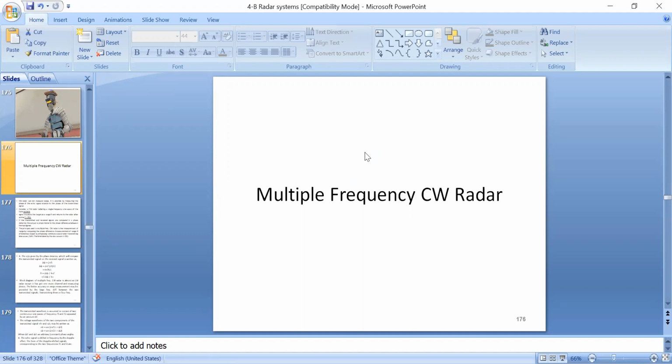That means if they are sending two signals, they observe the phase difference between the two signals. By using that phase difference, they can also measure the range information of the moving targets. So that is explained here.